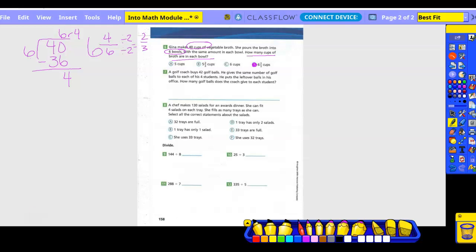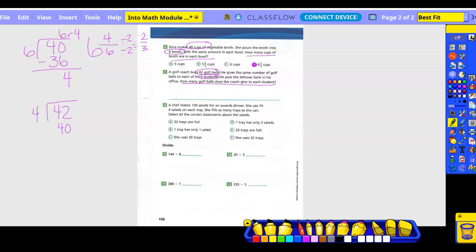All right, number 7, a golf coach buys 42 golf balls. He gives the same number of golf balls to each of his 4 friends or students. He puts the leftover balls in his office. How many golf balls does the coach give to each student? So we need to pull out our information and say what we're looking for. Okay, so I'm going to do what? Okay, so 42 divided by 4. So can I do my partial quotient? Yep. So I can put what here?